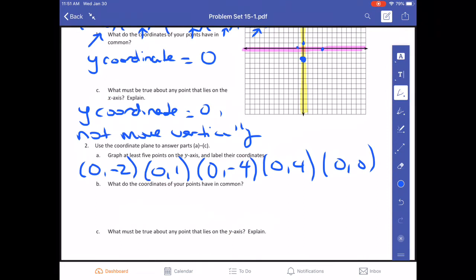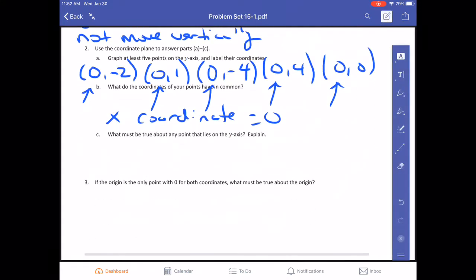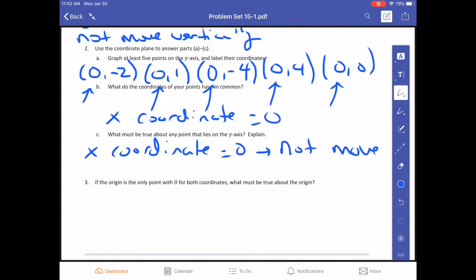And letter B, it says, what do the coordinates of your points have in common? Well, if we take a look, all of my first coordinates, or my x-coordinates, are 0. Right? And again, if my x-coordinate is 0, it just means we do not move horizontally. We're going to stay up and down on that y-axis.